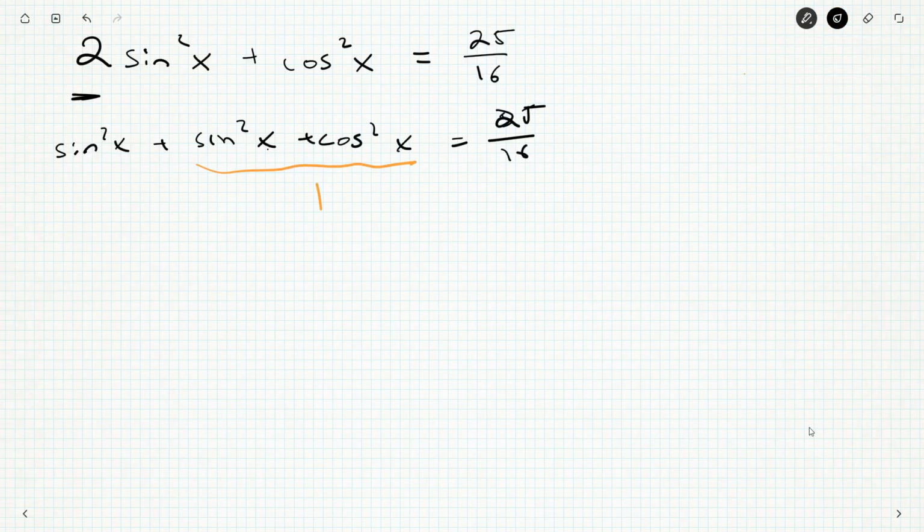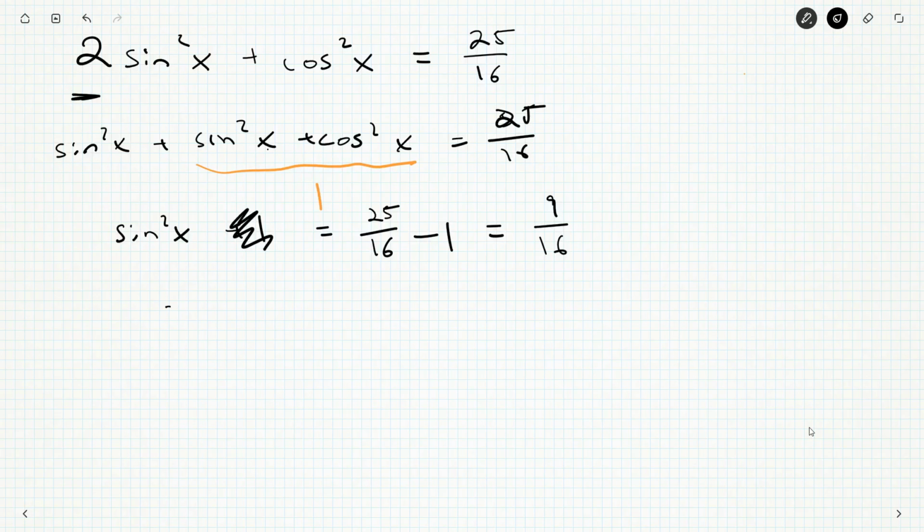So what have we got? Sine squared x plus 1 is 25 over 16. Well, let's subtract 1 from both sides. And we're going to get 9 over 16 when all is said and done. Hey, I can square root this. Sine x is either going to be 3 over 4 or negative 3 over 4.